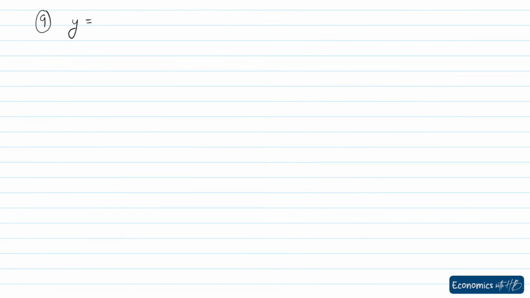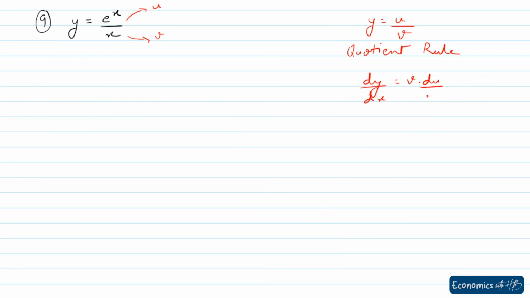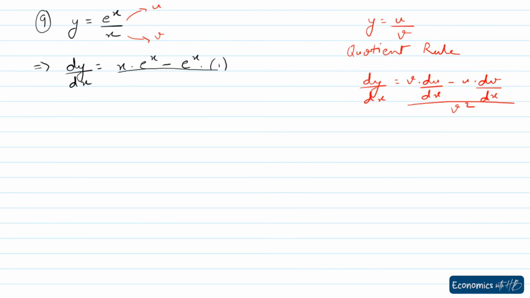The next one, u over v, right? So quotient rule, v into du by dx minus u into dv by dx, whole of this over v square. dy by dx is equal to v, which is x, into du by dx. So derivative of e to the power x is e to the power x as it is, minus u, which is e to the power x, and derivative of x is 1, whole of this over v square, that is x square. Simplifying, we get x minus 1 into e to the power x over x square.